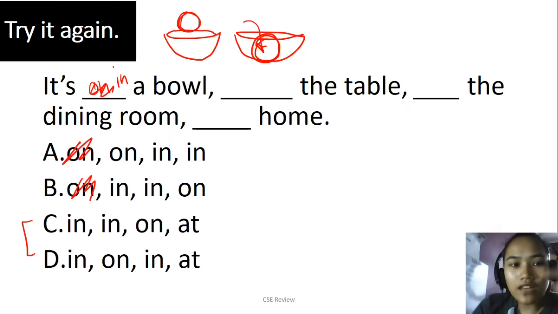Now, when you see questions like this sa exam na maraming sunod-sunod, isa-isahin nyo yung mga parts. Huwag nyo basahin agad ng isang sentence. Ngayon, blank the table. Ngayon, nasaan ngayon yung bowl? It's in a bowl. Nasaan yung bowl?